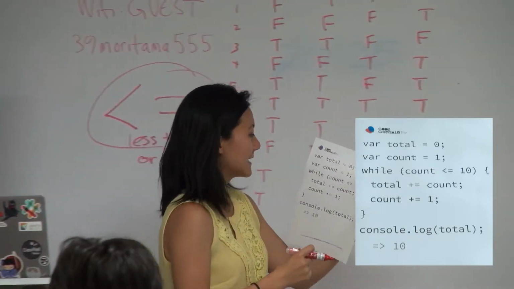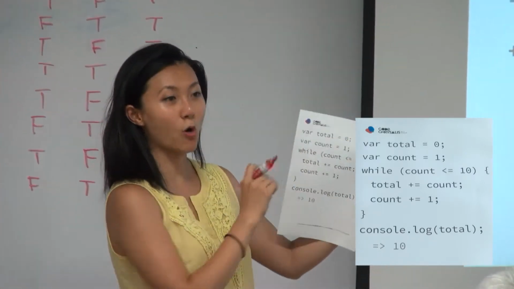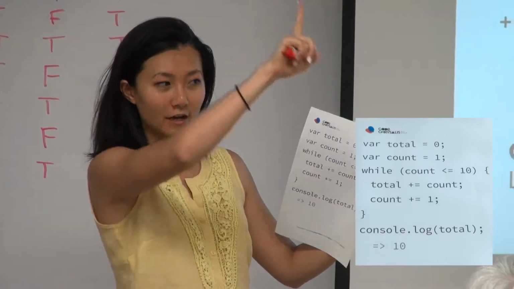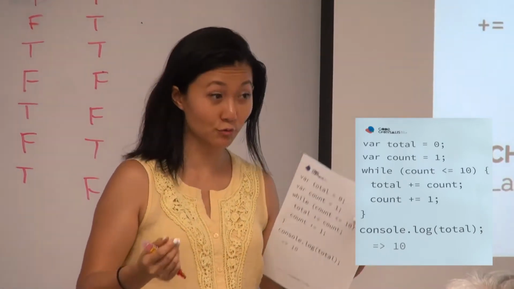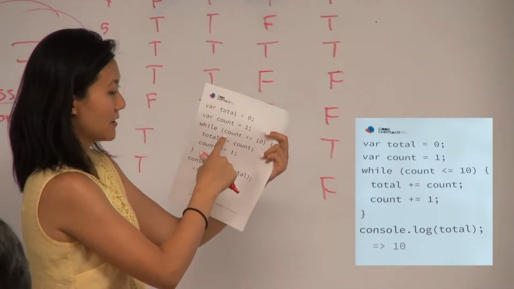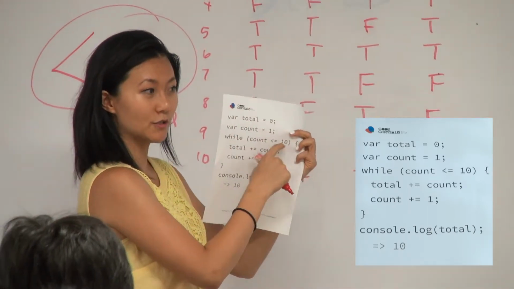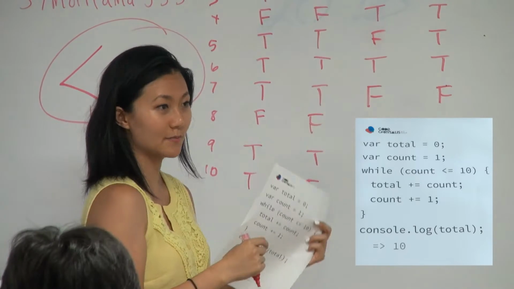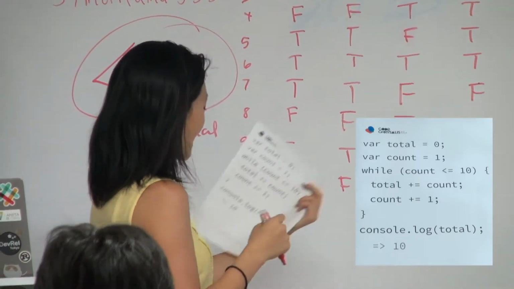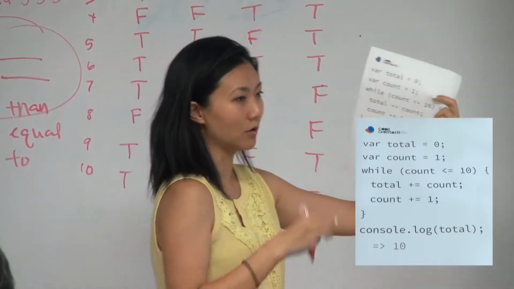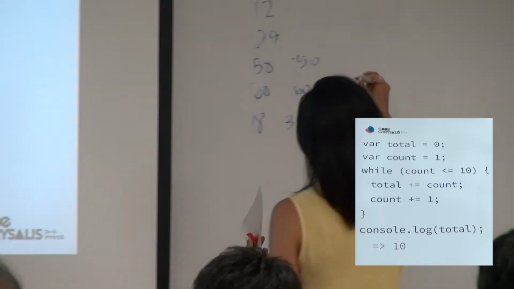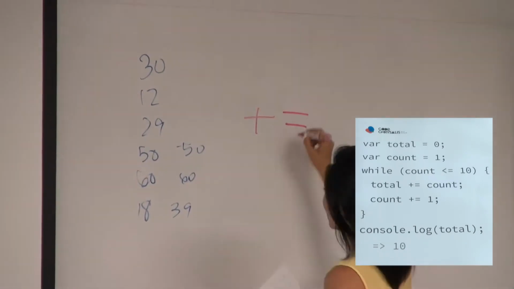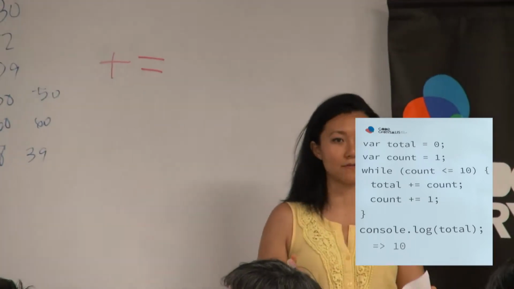So if count starts at 1, is 1 less than or equal to 10? True. So this would give us true in the beginning. Yeah. And how about plus equal? What does plus equal do? What does plus equal do to our variable?